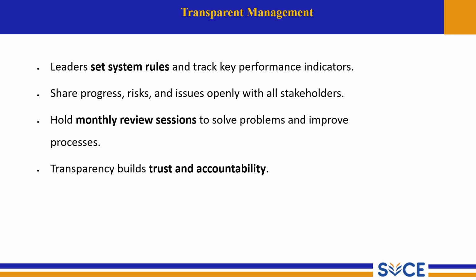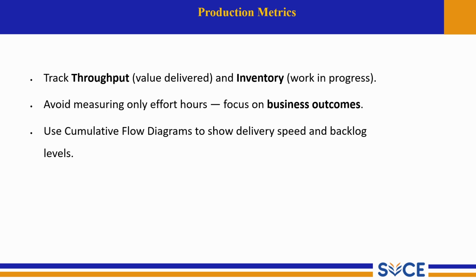And the transparent management. Leaders set system rules and track key performance indicators. He or she shares the progress, risks, and issues openly with all stakeholders. Hold monthly review sessions to solve problems and improve the process. And next one is transparency builds trust and accountability. And next, the production metrics.